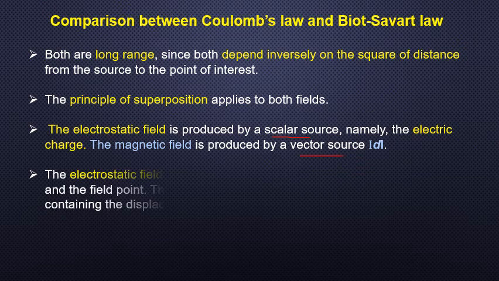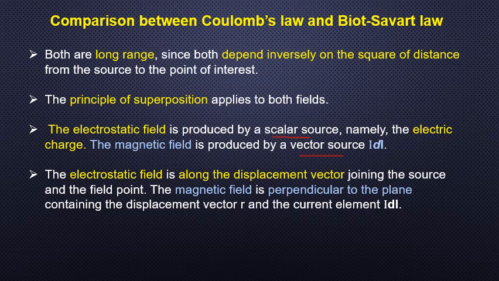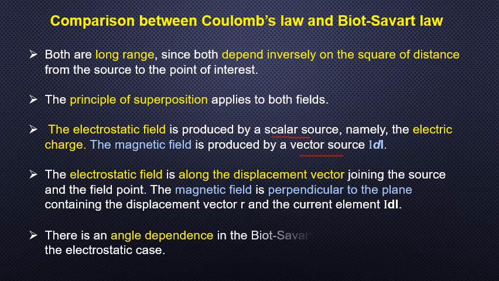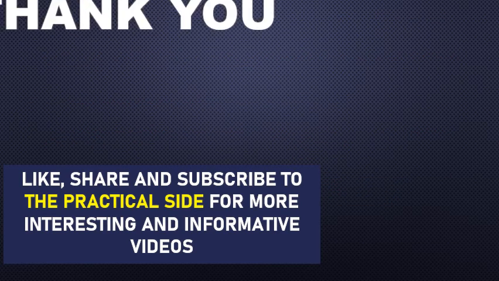The next point of difference is that the electrostatic field is along the line joining the source and the point under consideration, that is in the same plane, whereas, as we have seen just now, the magnetic field lies in the perpendicular plane to vector r and dL. This is another point of difference. And then there is an angle dependence. The magnitude of magnetic field is dependent upon angle theta between r and dL, which is not the situation in case of Coulomb's law. Thank you.